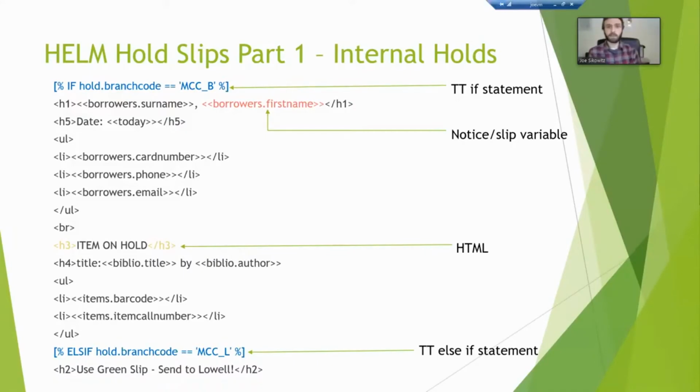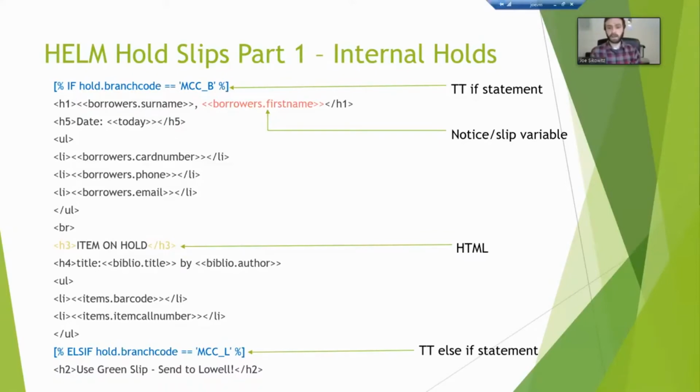So at the top, we see our template toolkit if statement. It's the same one we saw in the last example. If that condition is true, it's going to print out everything below it. So all of that HTML with the notice slip variables that are available automatically in Koha. We're using some HTML, mostly heading tags. There are list tags as well. The UL and LI are used just to create a list.